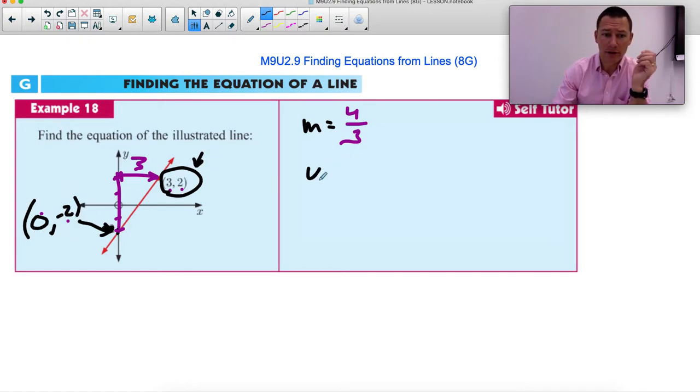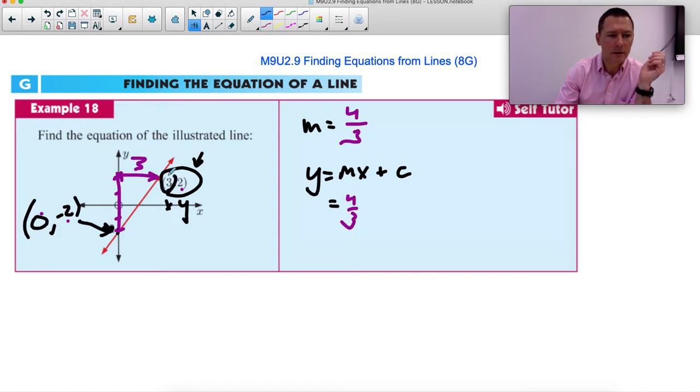So we can play the same game. y equals mx plus c. Let's plug in. This is an x value. That's a y value. So let's plug in the x into the x. Oh, I know my slope is 4/3. Let's plug the x into the x. I don't know c, but I can plug the y into the y. If I plug in this 3, I should get out the 2.